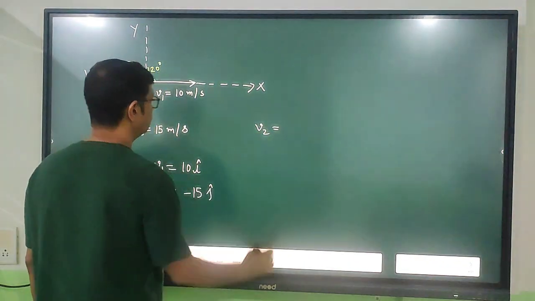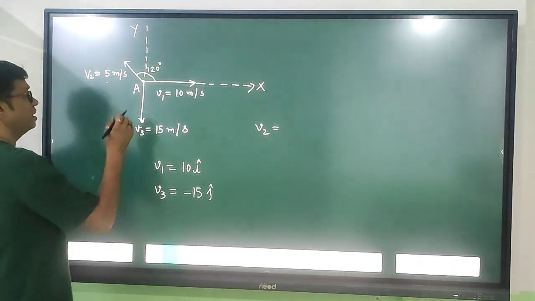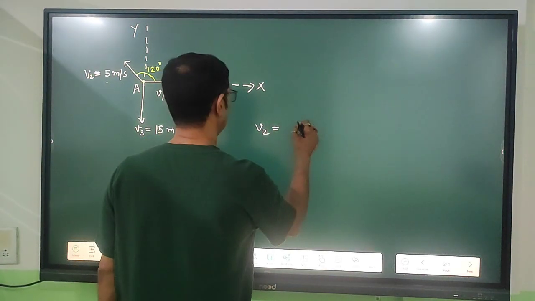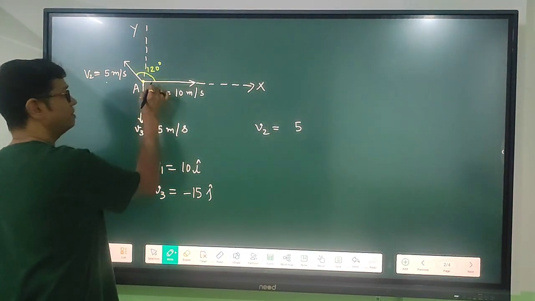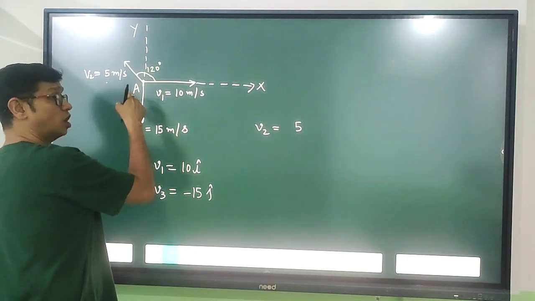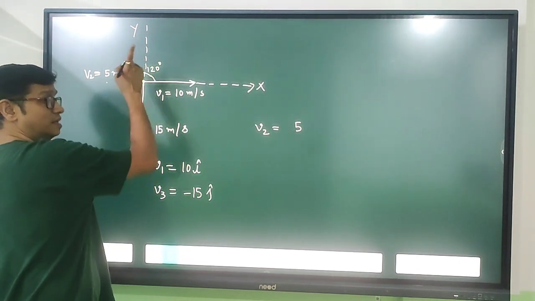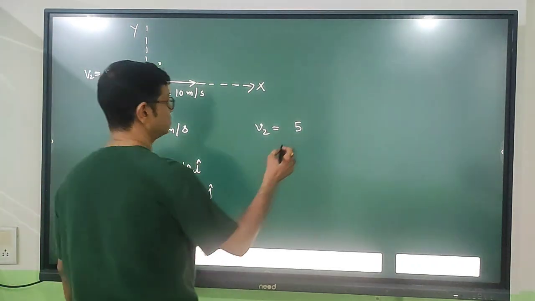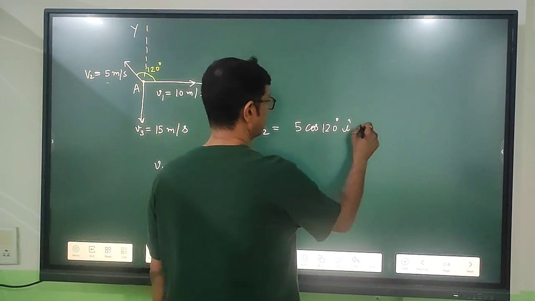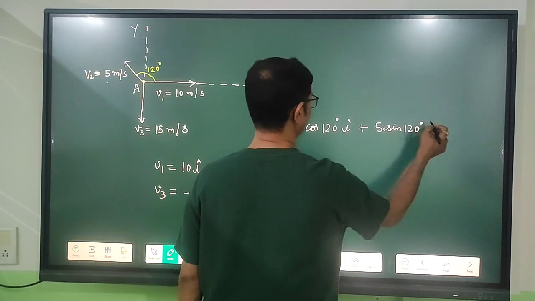Understand, for v2 first we have to judge the angle. See, there are two ways you can go about it. Either you can take the angle as 120 and you can write like this: v2 is 5, since the angle is being formed from x-axis, that means the x component would be cos 120 and the y component would be sin 120. So you can simply write like this: 5 cos 120 i cap plus 5 sin 120 degrees j cap.